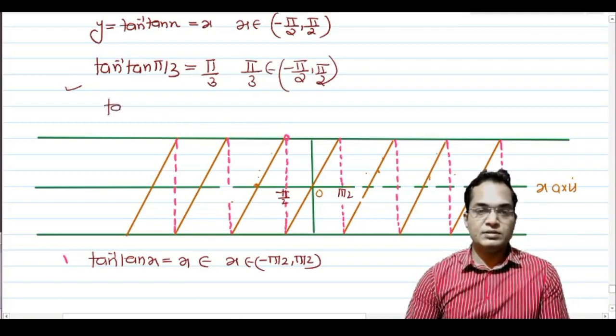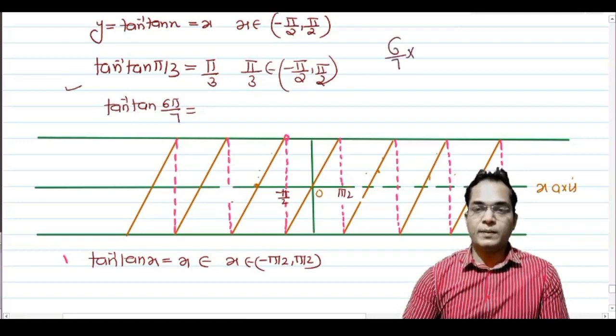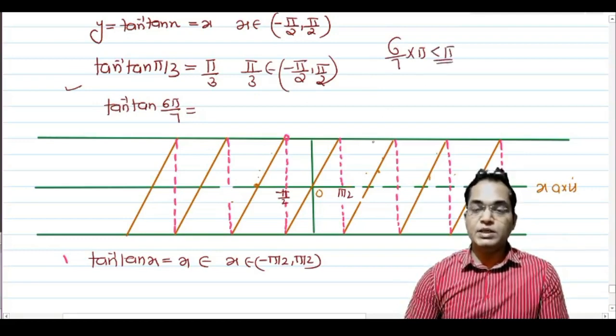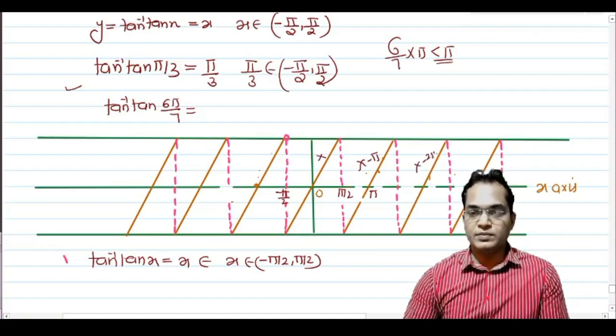Tan inverse tan 6 pi by 7. Where does the 6 pi by 7 lie? 6 pi by 7 means 6 by 7 into pi. This value is less than 1. Overall, this is less than pi, and less than pi means near to pi. This point here is pi. The equation of this line is x minus pi. This is the x line. This is x minus 2 pi. Now your answer will be x minus pi. Now you can solve it. It is minus pi by 7.